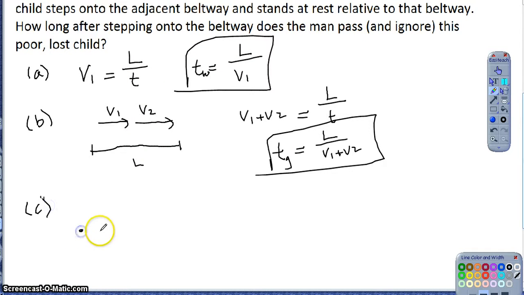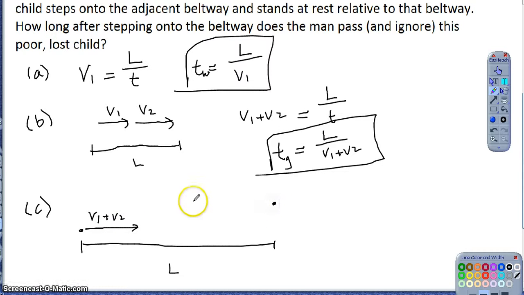We've got the guy stepping on the beltway at one point. We know the total distance here is L. We know that the guy's total velocity was V1 plus V2. We have the kid stepping on the opposite beltway, moving the opposite direction at V1, and so I want to know how long it takes for them to pass.